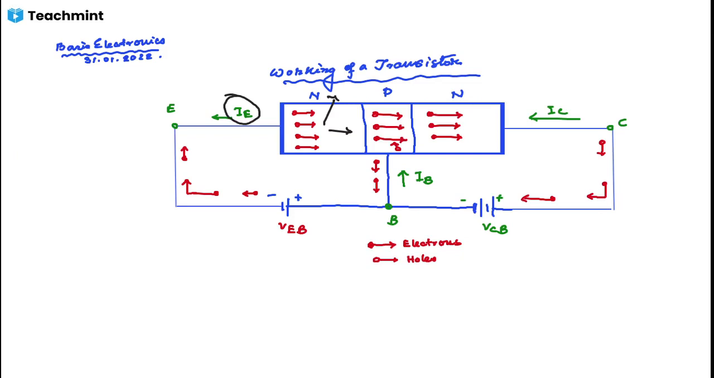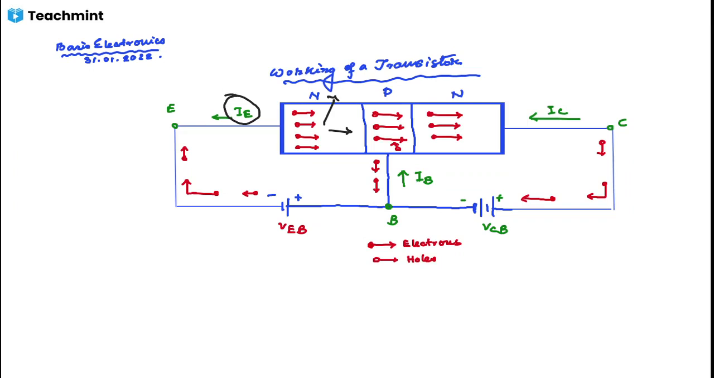Very few holes also pass from the base region to the emitter region. This flow of electrons and holes constitute emitter current. So emitter current is a flow of electrons and holes.